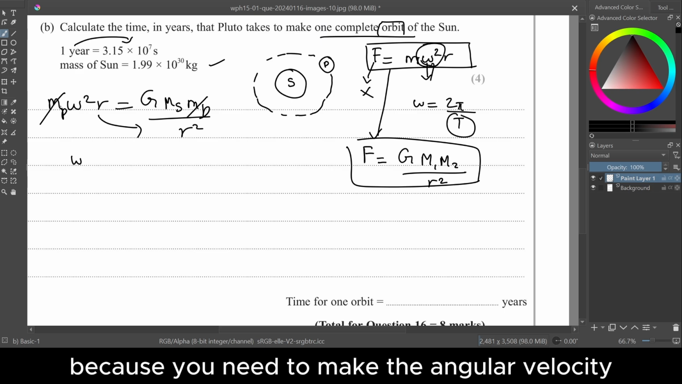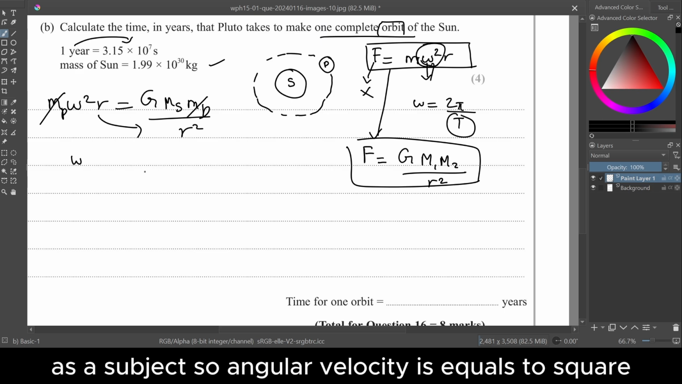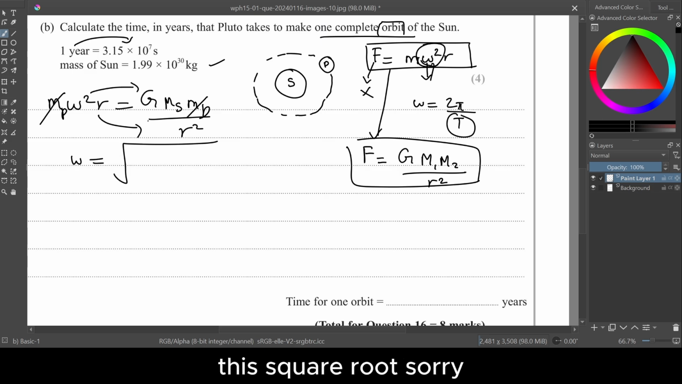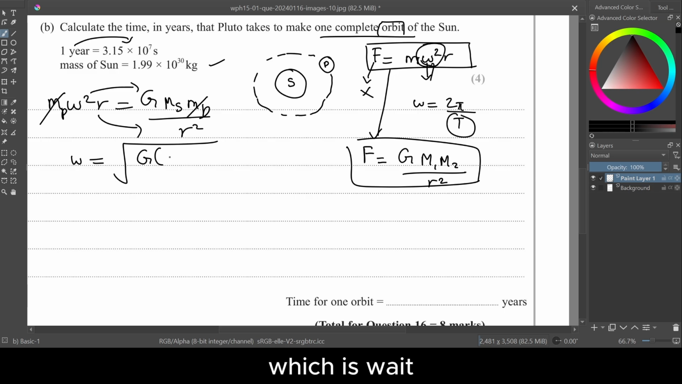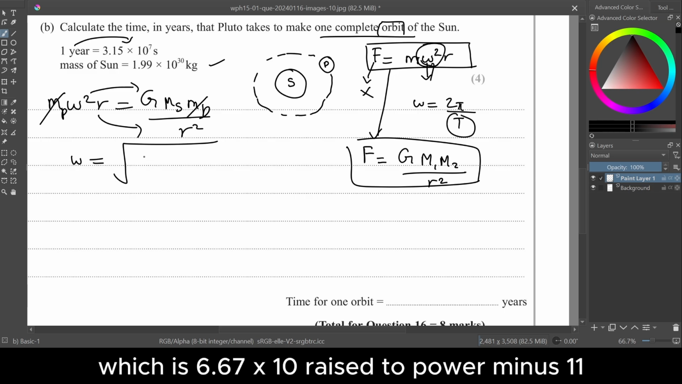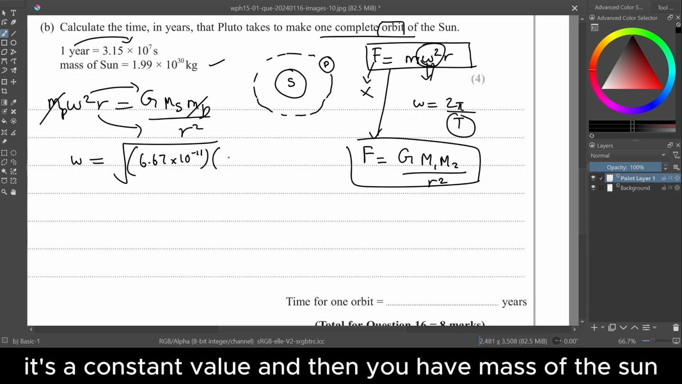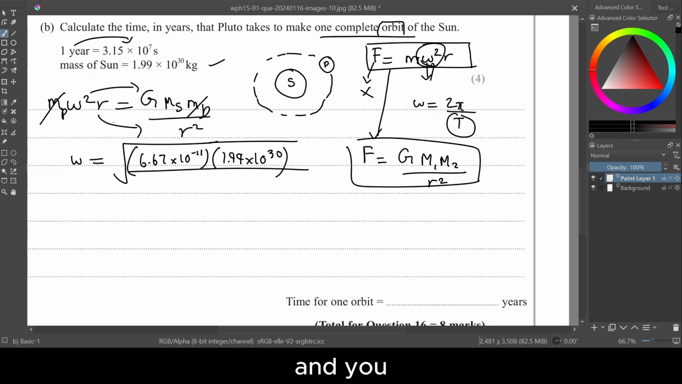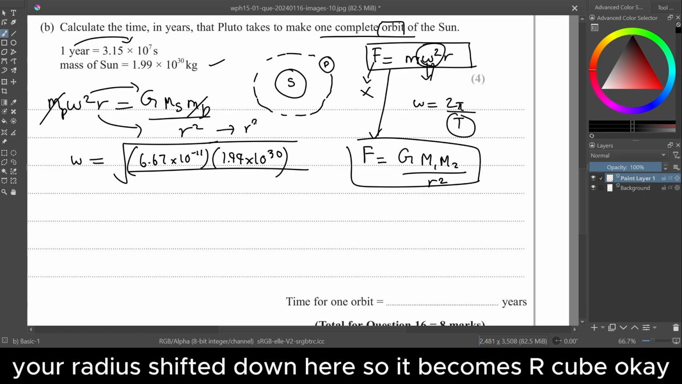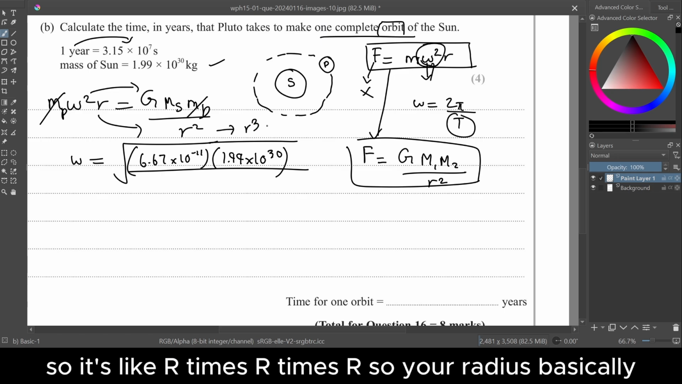So you're left with, because you need to make the angular velocity the subject, angular velocity equals, this square shifts to the right side, so it becomes a square root. So it's G, which is the constant value, 6.67 times 10 raised to power minus 11, and then the mass of the Sun, which is 1.99 times 10 raised to power 30. Your radius shifted down here, so it becomes r cubed.